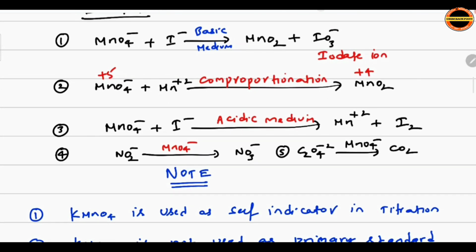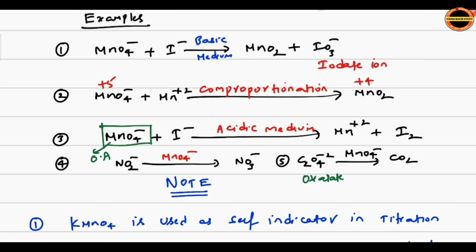Even MnO₄⁻ can oxidize I⁻ in acidic medium into I₂. So MnO₄⁻ is the oxidizing agent here, which can oxidize I⁻ into I₂. Even it can oxidize NO₂⁻ into NO₃⁻. So here MnO₄⁻ is acting as an oxidizing agent. Even oxalate, C₂O₄²⁻, which is oxalate ion, upon reaction with MnO₄⁻ gives CO₂. Okay, that is, oxalate ion is also oxidized by MnO₄⁻ to CO₂.